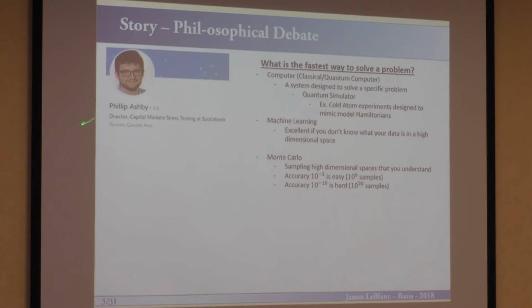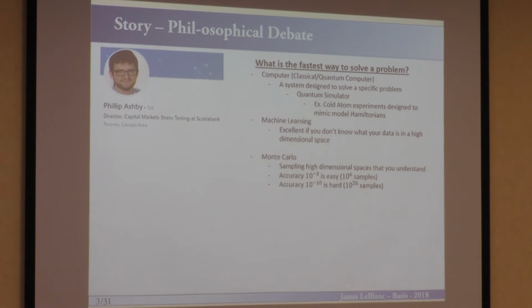So I said I was going to start with some philosophical ideas. This is my buddy Phil. He works at Scotiabank in Toronto. And he basically gave me some of these ideas because he's a very brilliant banker. We were just having a discussion about what is the fastest way to solve a problem, okay? And we were talking about computers. You can have classical computers or quantum computers. Basically, a computer is a system designed to solve a specific problem, or a collection of problems that allow you to accomplish some greater task, right?